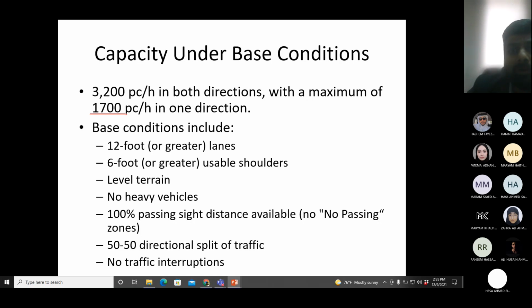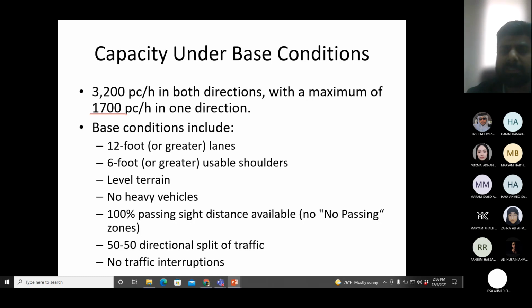If one direction goes up to 1,700, the other direction will not go up to 1,700 because it is getting affected by the other direction. If there was no effect of one direction on the other, then both of them would have had 1,700 passenger cars per hour and the total would have been 3,400. But since one direction affects the other, one direction can go up to 1,700 while the other can only go up to 1,500. Now, this is capacity under base conditions. So let us define the base conditions like we did for multi-lane highways and freeways. Most of them are the same for freeways, multi-lane highways, and two-lane highways. Lane width, the standard value is 12 feet. It can be more than that.